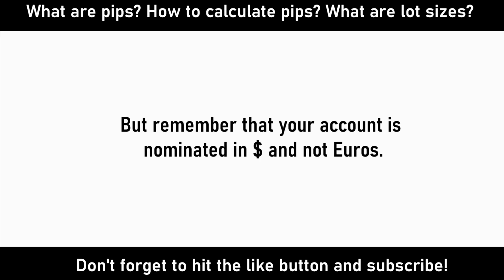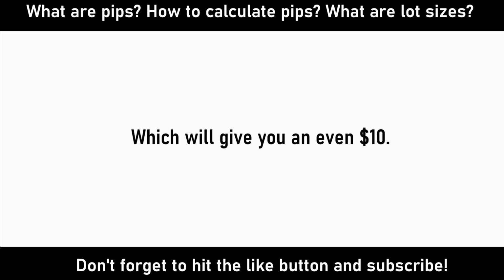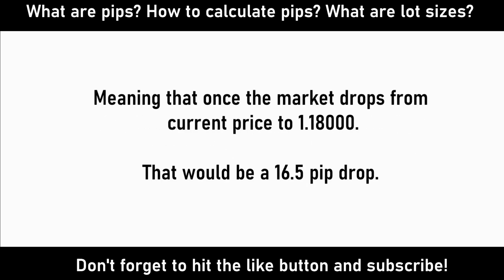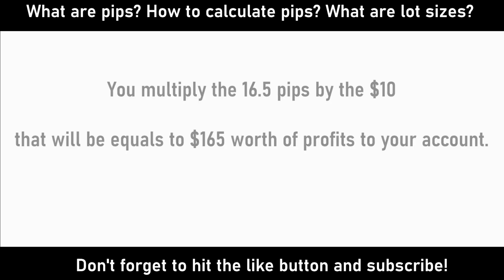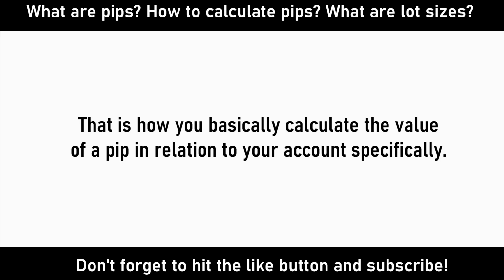But remember that your account is nominated in dollars and not euros. So all you have to do is multiply the 8.46 by the current exchange rate, which will give you an even $10, meaning that when the market drops from current price to 1.18000, there will be a 16.5 pip drop. You multiply that by $10 and that will give you $165 worth of profits to your account. Well, that's how you basically calculate the value of a pip in relation to your account specifically.